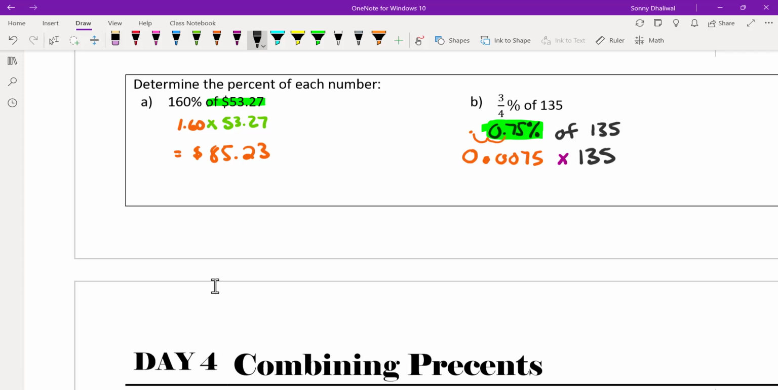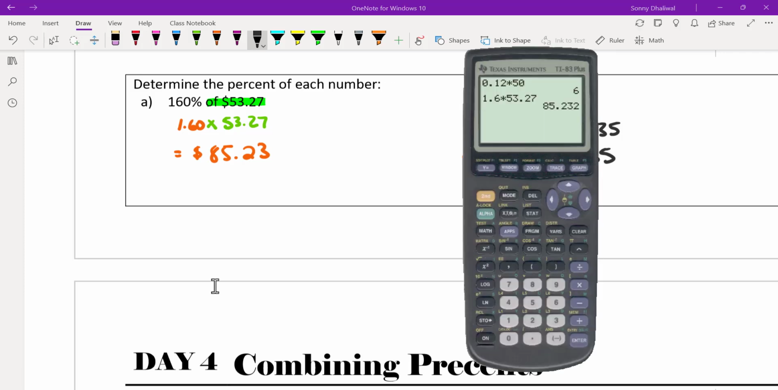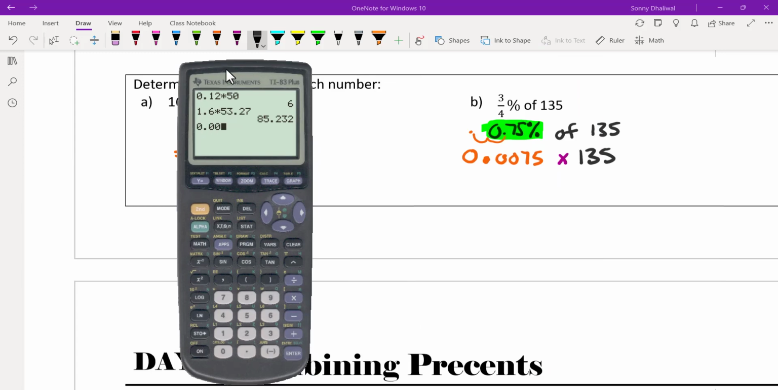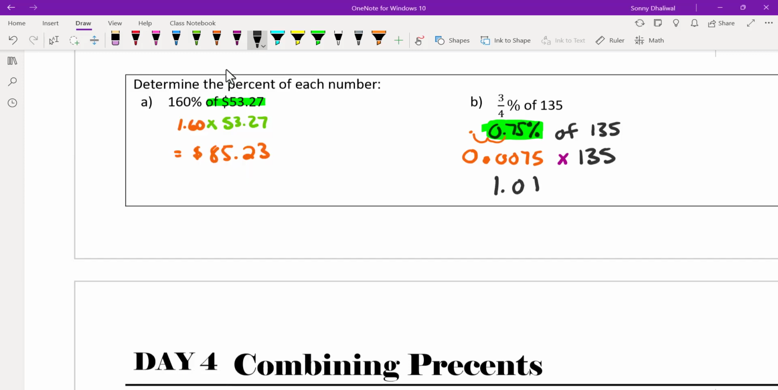So now we calculate that. We grab our calculator and I'm going to move this over, and that's 0.0075 times 135 equals this, right? So now with this, in grade 8, I'm not going to worry too much about rounding yet. We'll talk about that later on, right? You can ask me. Most times I'll just say two decimal places. So 1.01, all right, is our answer. I should have a little equal signs here. Okay.